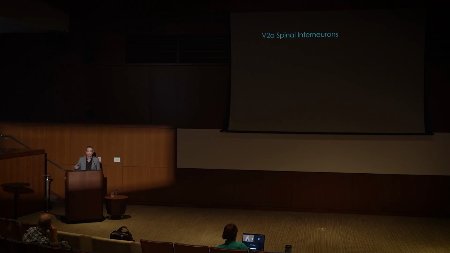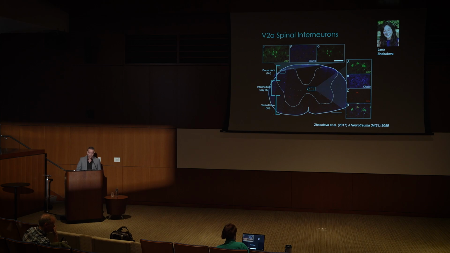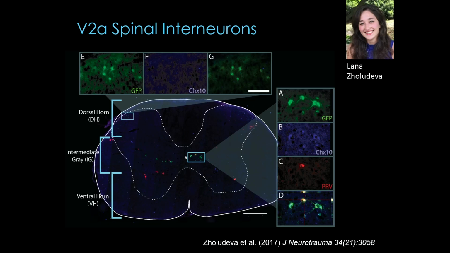The V2A spinal interneurons are a population of excitatory cells within the cervical and lumbar networks known to contribute to a wide range of functions. Using electrophysiology and tracing techniques, we know they innervate the locomotor networks, the upper extremity motor networks, and also the respiratory networks.